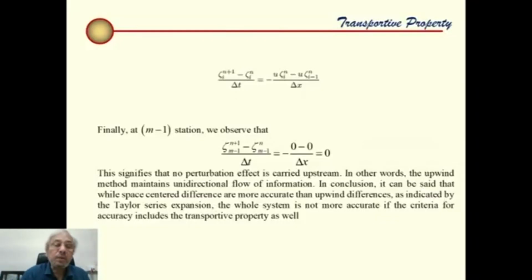This was the conclusion that the transportive property is a one directional flow property. Maintaining that, we have to go for upwinding. So we have progressed up to this. We will take up from here in the next class. Thank you very much.